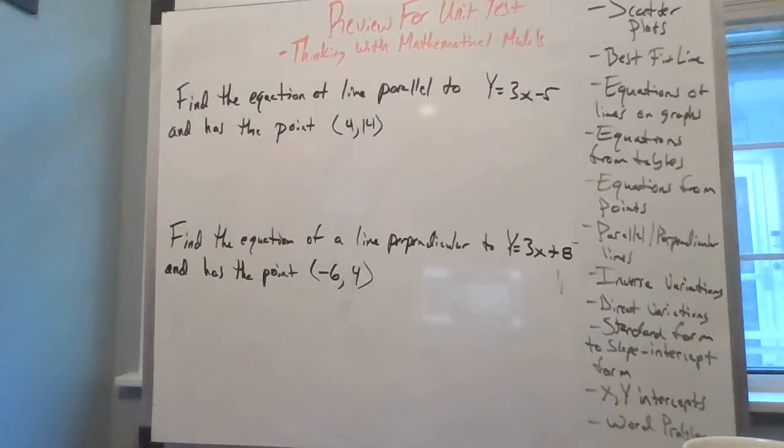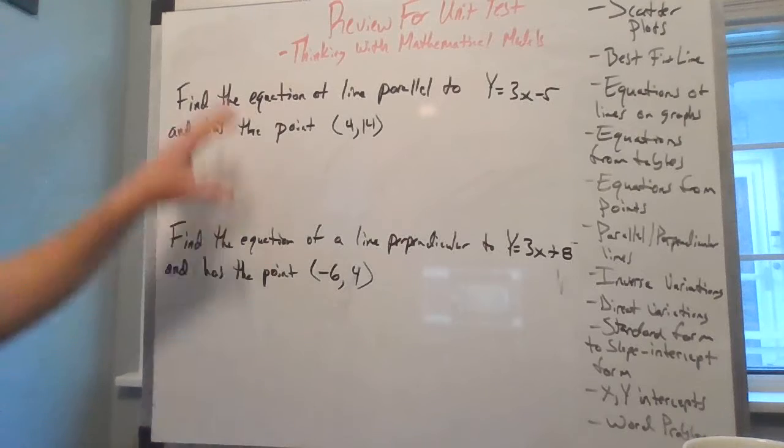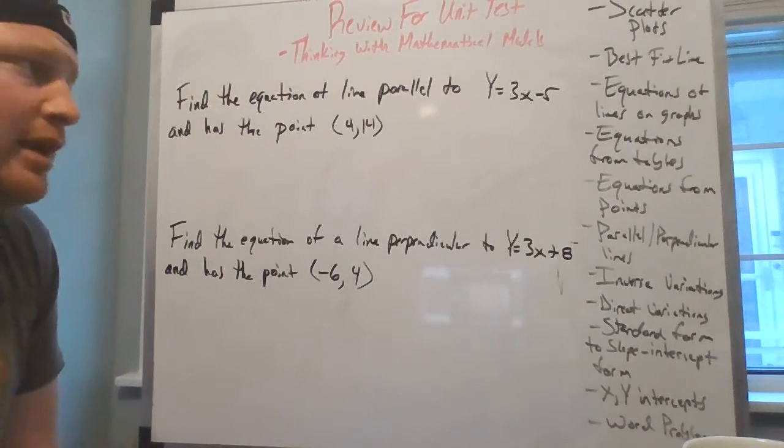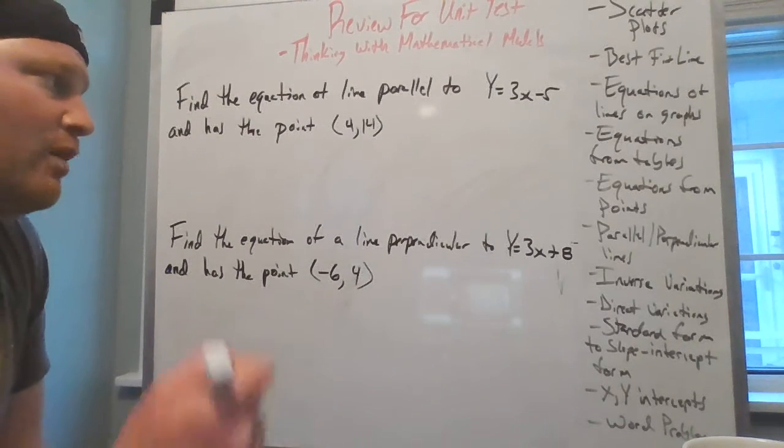All right, my next two examples for parallel and perpendicular lines have to do with this. The first one says, find the equation of a line parallel to y equals 3x minus 5 and has the point 4, 14. So this is as basic as we know the rule with slope. All we got to do is find the actual equation, so we got to find that y-intercept.